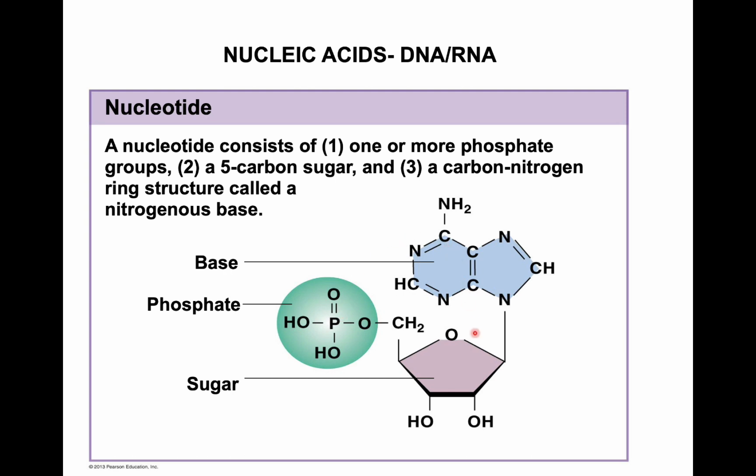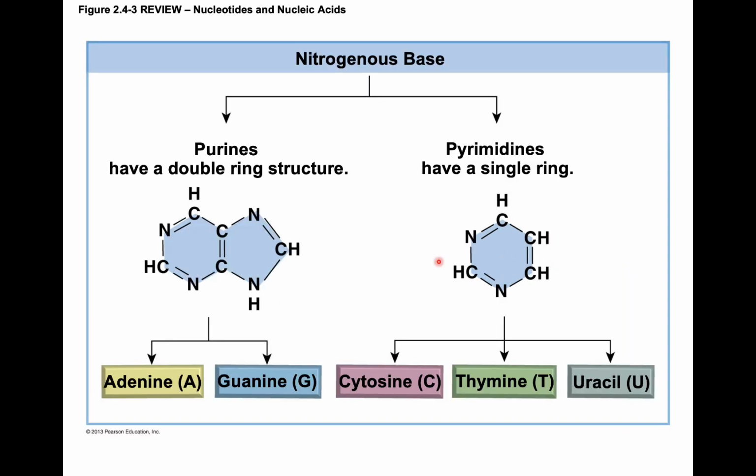Now, whether your DNA or RNA will determine what kind of sugar you have. If your DNA, it's a deoxyribose. If your RNA, it is a ribose. Those are the 2 kinds of sugars that we have in nucleic acids. Phosphates will always be a phosphate. This doesn't change. And the base has 4 different base options: adenine, guanine, cytosine, and thymine.